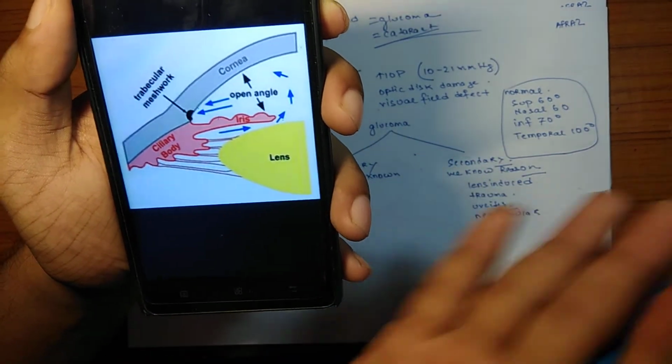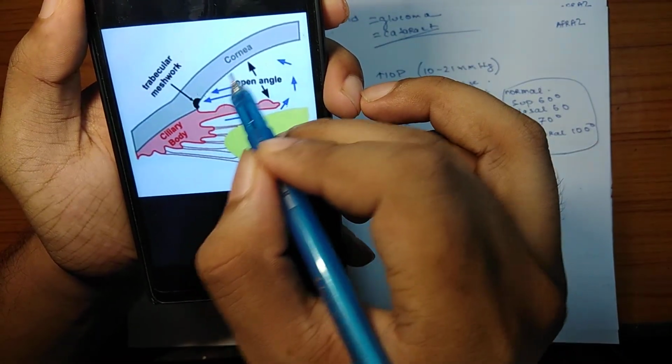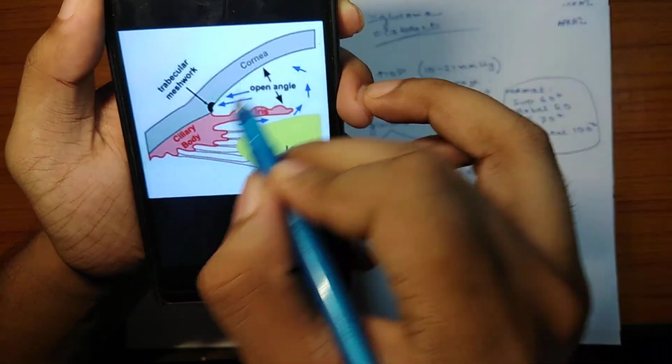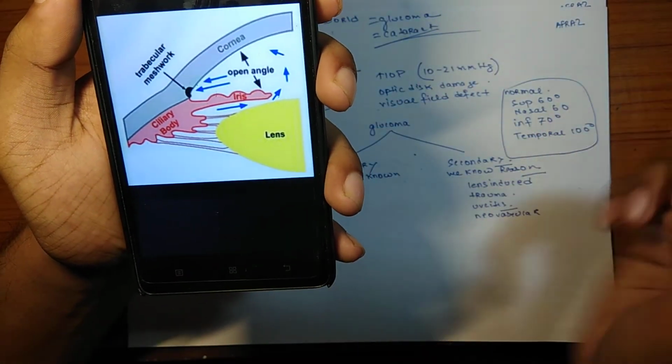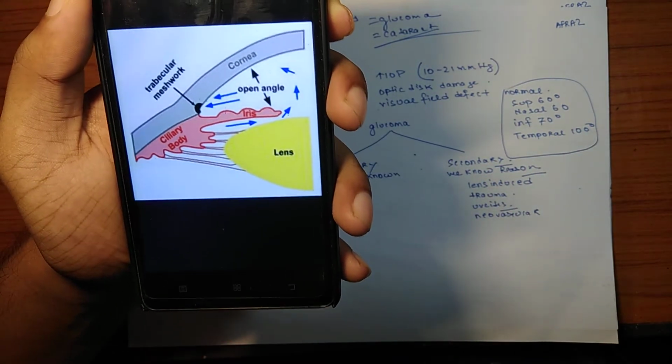In any case, if the iris is pushed forward, let's say the iris collapses and gets stuck here. We see this iris sometimes getting stuck to the cornea, which we call anterior synechia. It's very, very common in uveitis. In anterior uveitis, we see it.